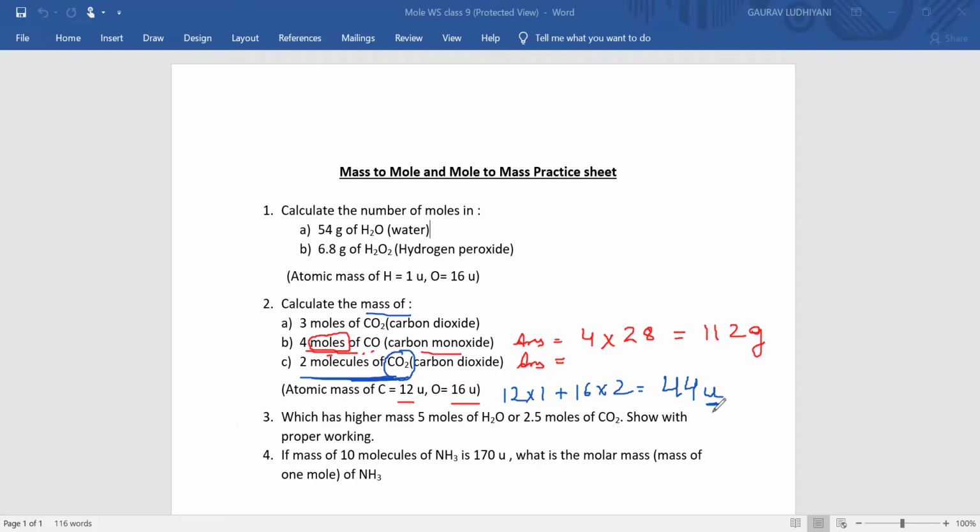I'll keep it as u only because the question is not dealing in moles. And the question was asking about mass of two molecules. So two molecules will be 2 into 44 because one was 44. And since it's only molecules which are not going to be visible to me, the unit remains the same, 88 u. So I will not play in grams in this part of the question because the question was not dealing in moles.